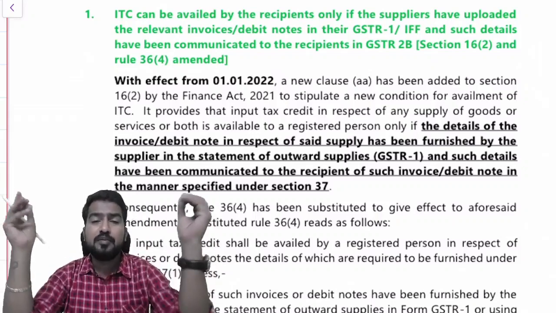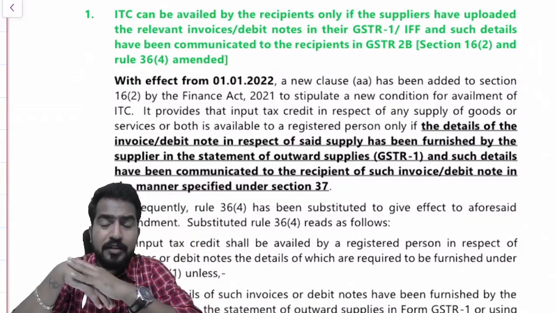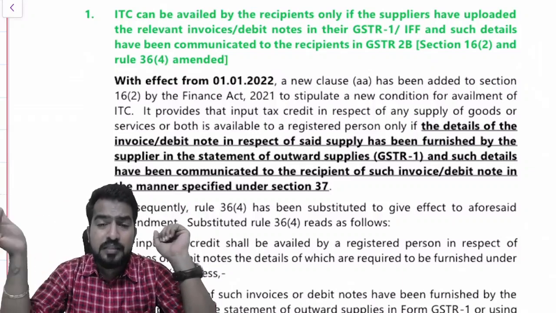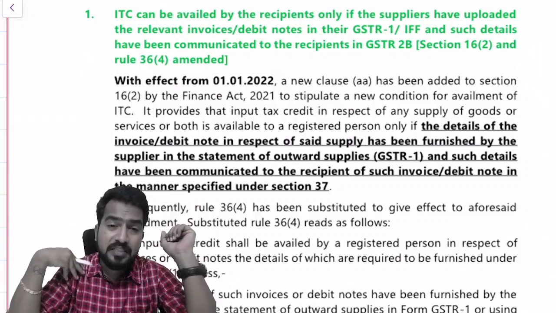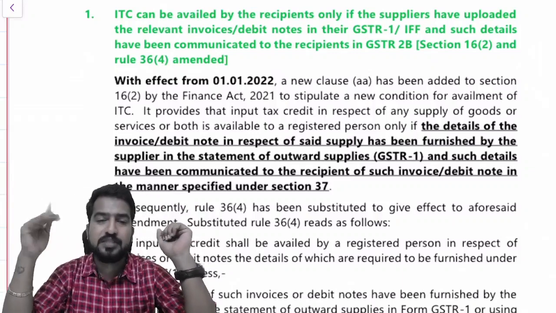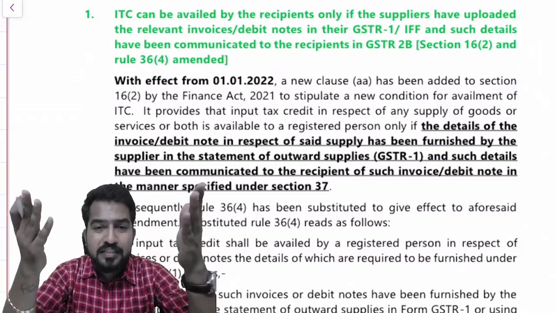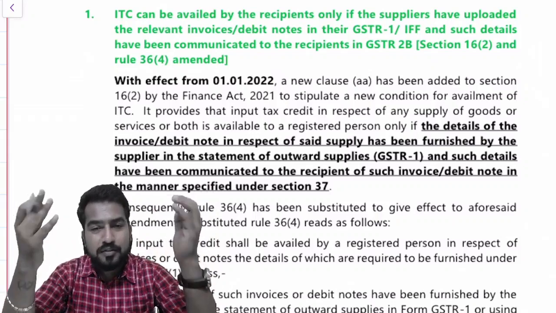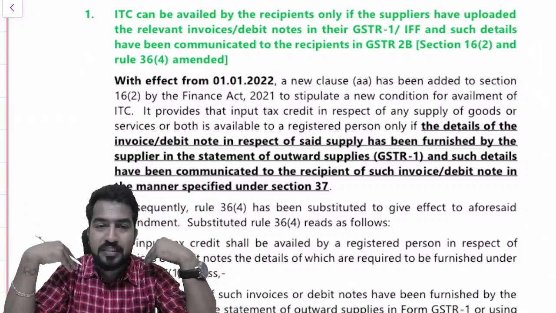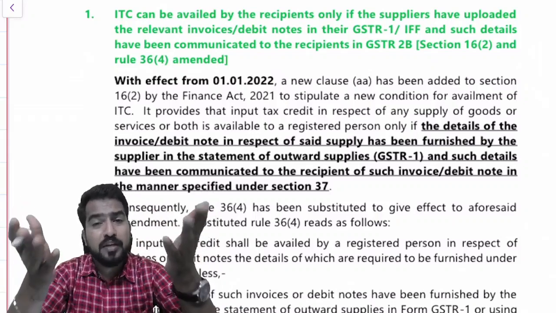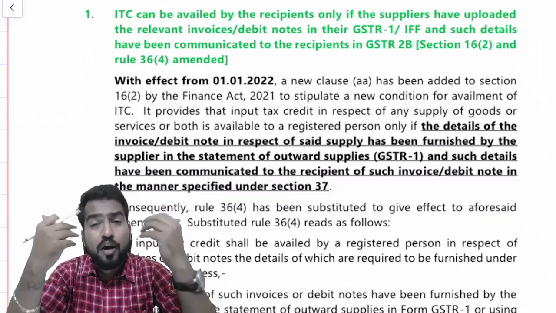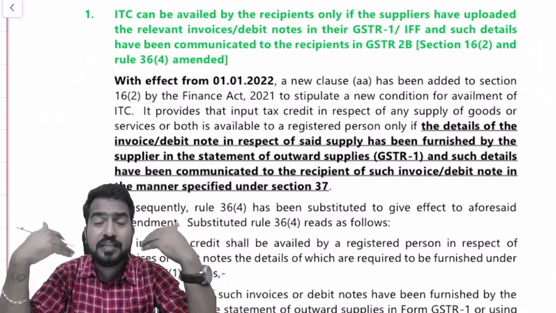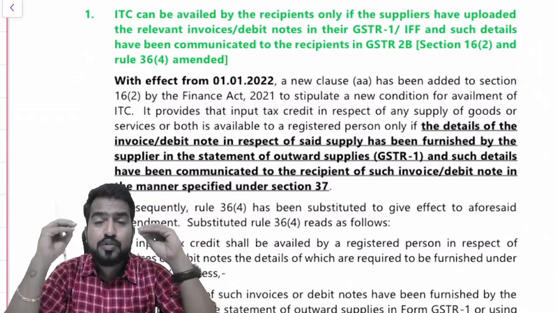even though some of my suppliers have not filed the GSTR1 or IFF and not given my purchase invoice details in their return, that means my purchase is automatically the sale of the supplier. The sale by my supplier is my purchase. So you are my supplier. You have not filed your GSTR1, or you have not filed your IFF, or you have forgotten to give the invoice details of what you have sold to me.